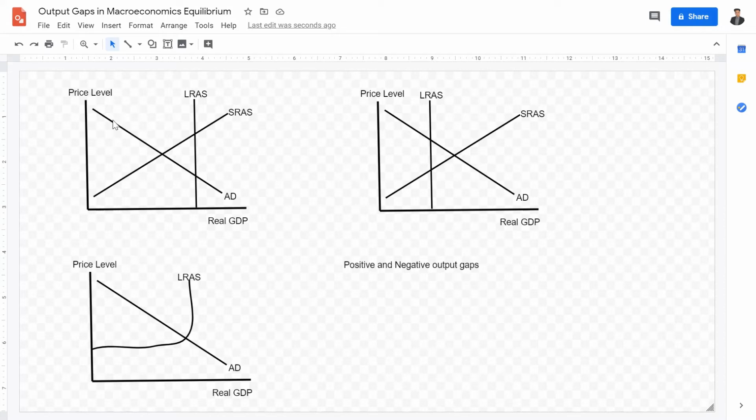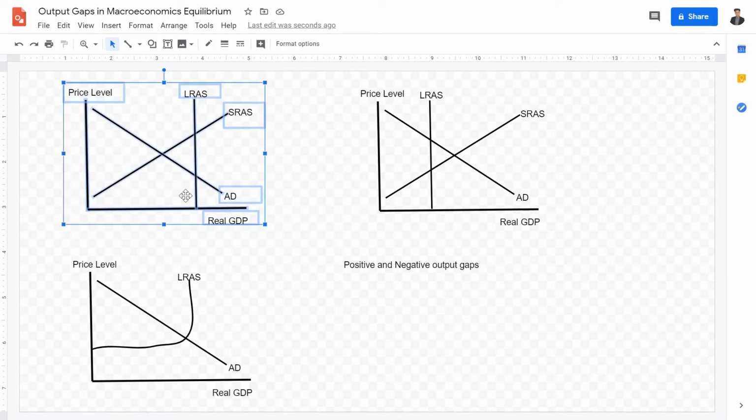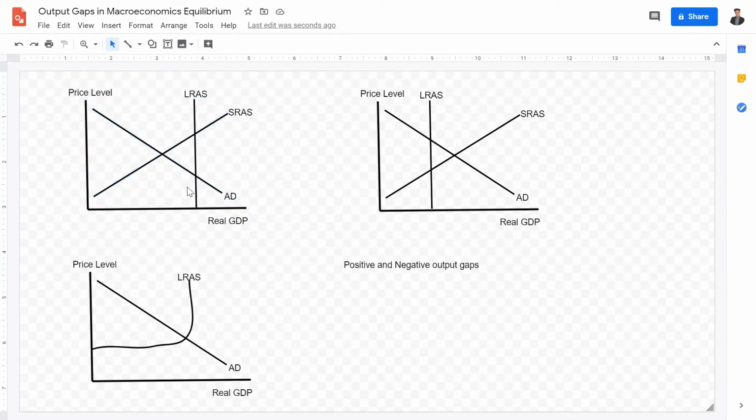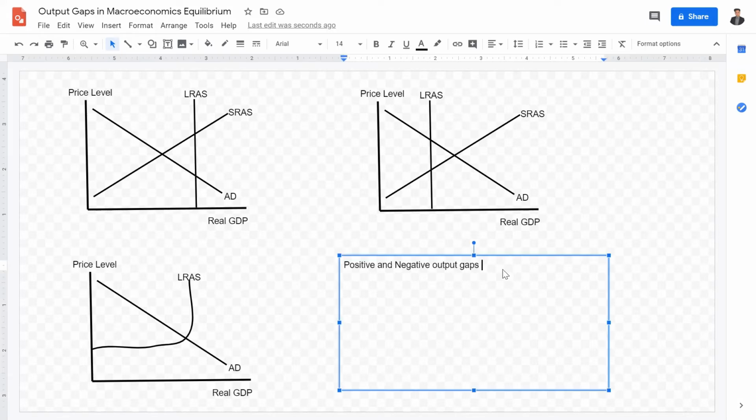So what I see right here, what is this right here? This is the classical interpretation of macroeconomic equilibrium. As you can see, this is the long run. This is the short run. Short run real GDP is less than long run real GDP, which means there is a negative output gap, also known as the recessionary gap or a deflationary gap.